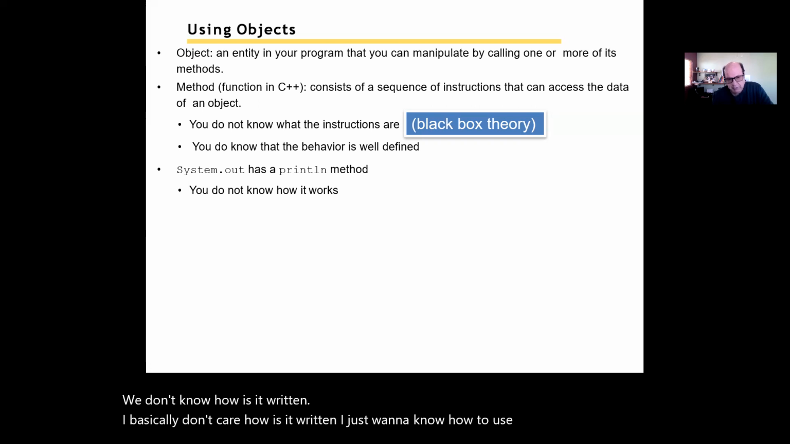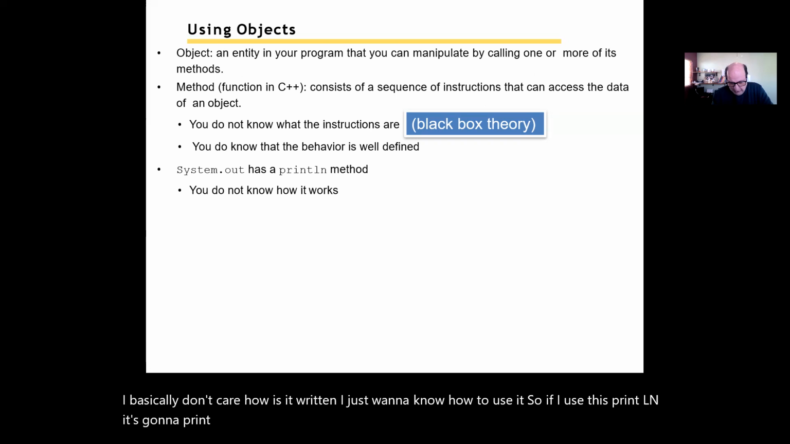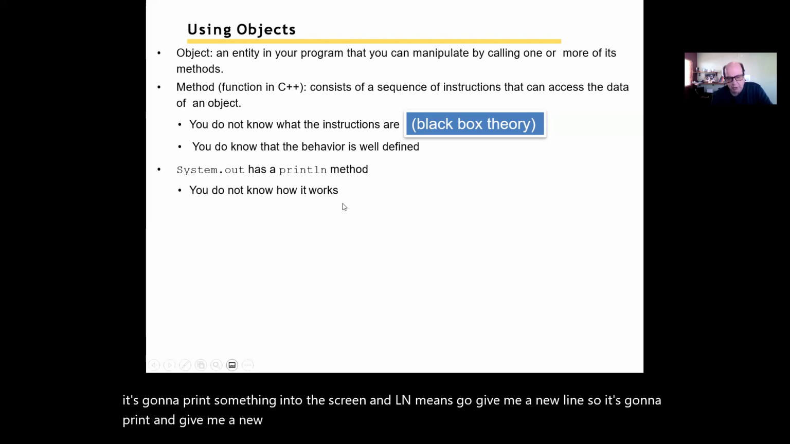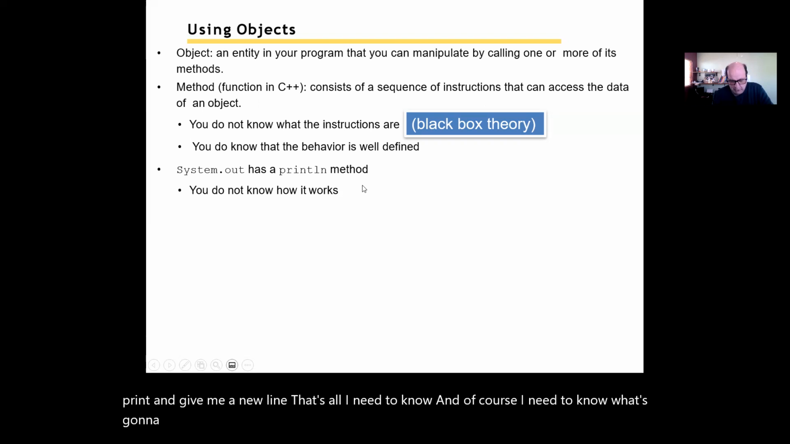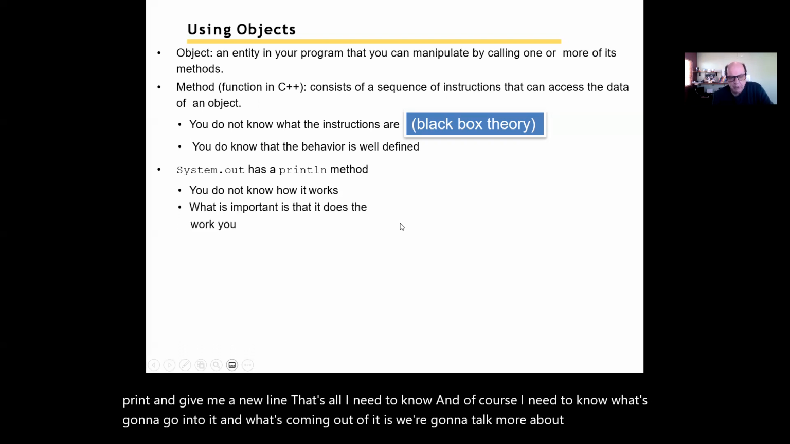So if I use this println, it's going to print something onto the screen, and ln means it's going to give me a new line. So it's going to print and give me a new line. That's all I need to know. And of course, I need to know what's going to go into it, and what's coming out of it. We're going to talk more about it.